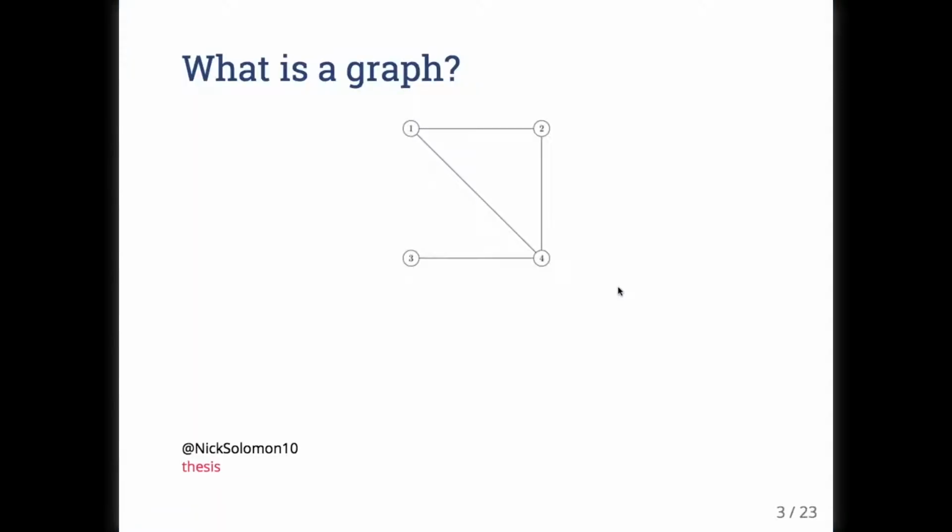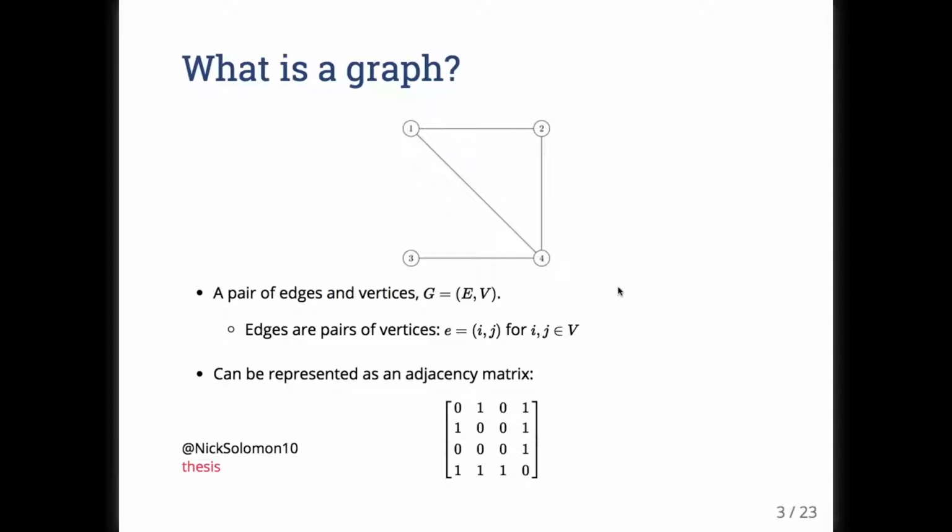First off, we're going to start with random graphs. And what is a graph? Well, a graph, a picture like you see here, is a set of edges and vertices, and each edge is a pair of vertices. So we can say the edge E is equal to the pair ij for i, j in V. And you can also represent a graph as an adjacency matrix. So this is basically an n by n matrix for a graph with n vertices, where the ijth entry is 1 if the edge ij is in the edge set capital E and 0 otherwise.